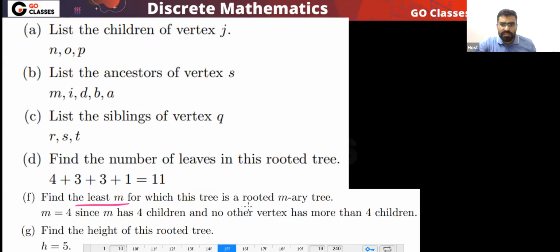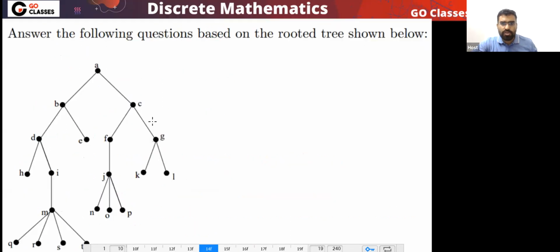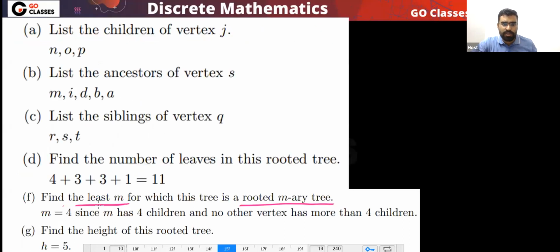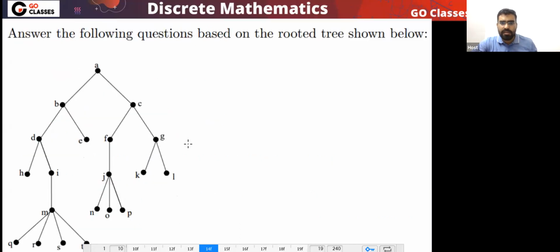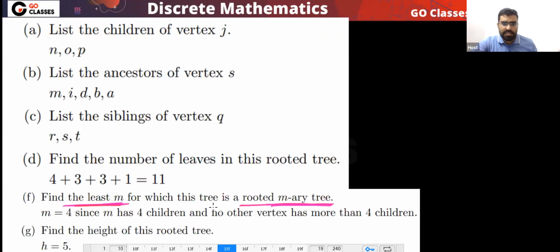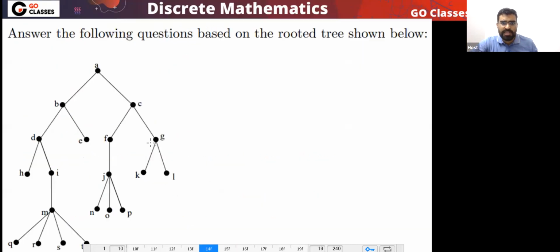Next, find the least m for which the tree is a rooted m-ary tree. Can anyone tell me? What can I say about this tree? Can I say this is a binary tree? Binary tree means 2-ary tree. No, because you can notice this has three children. So what is the least m such that it is a rooted m-ary tree? Just find the degree basically. So what is the degree?